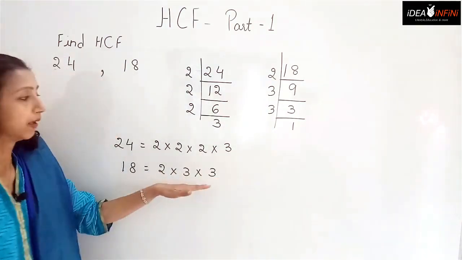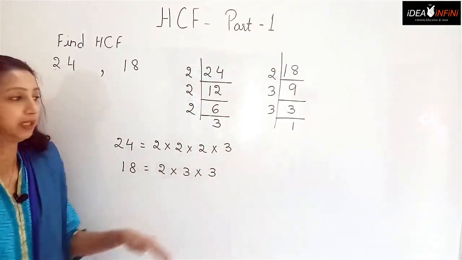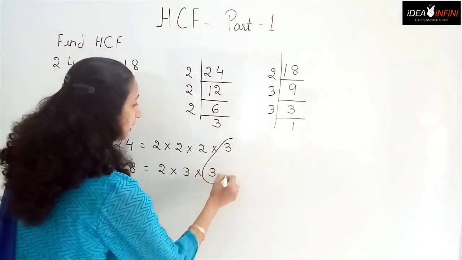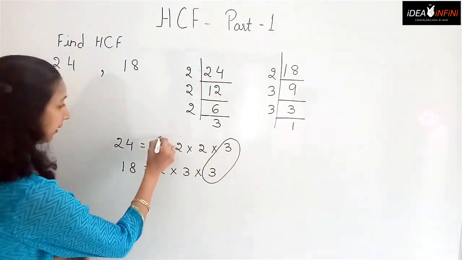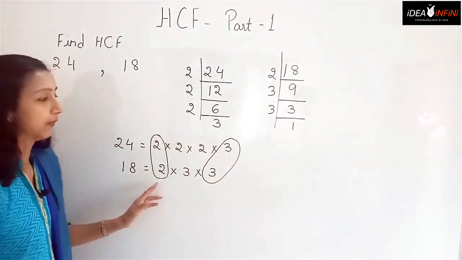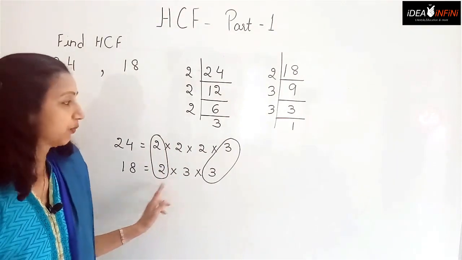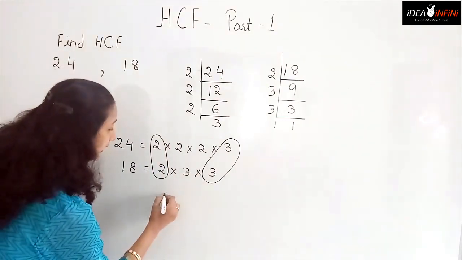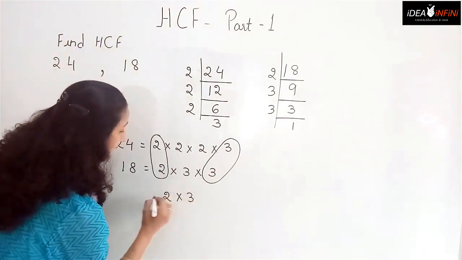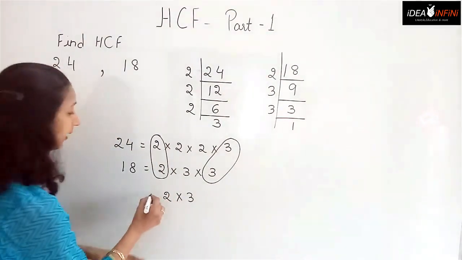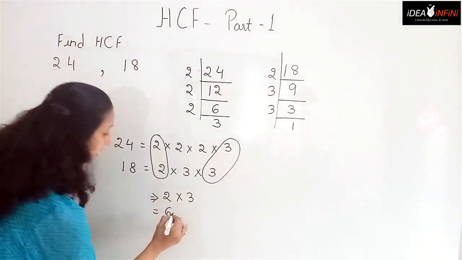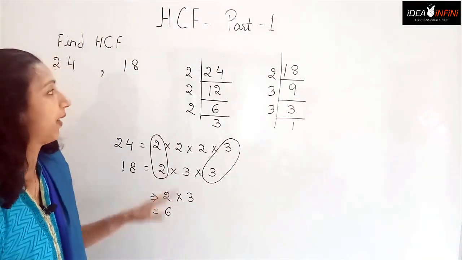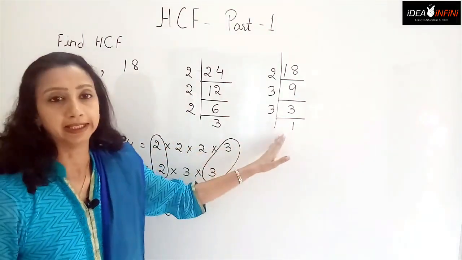Now what we do is we make a pair of the similar factors. Like this is the pair. Again we are getting a pair of 2. So we are getting two pairs, a pair of 2 and a pair of 3. So this is my highest common factor. When I multiply these pairs, I get 6. This is the highest common factor between 24 and 18.